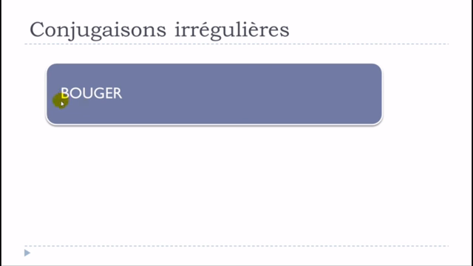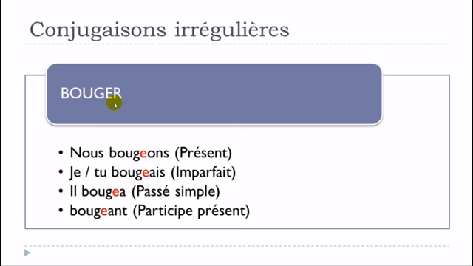I wanted to take a simple and useful verb, so it's bouger. Bouger is to move, okay? And then we will see that the tenses that will be affected by these modifications will be le présent, l'imparfait, and then le passé simple, okay? And then we'll have this participe présent form that will also be affected by that. But when we're talking about le présent, the good news is that we'll have only one form that will be affected or modified, and this is the nous form.